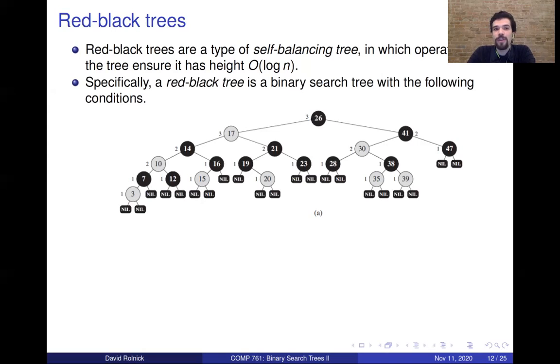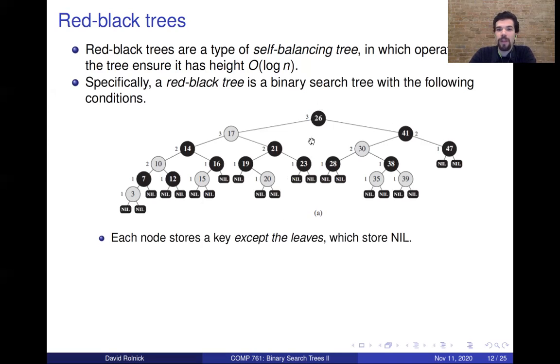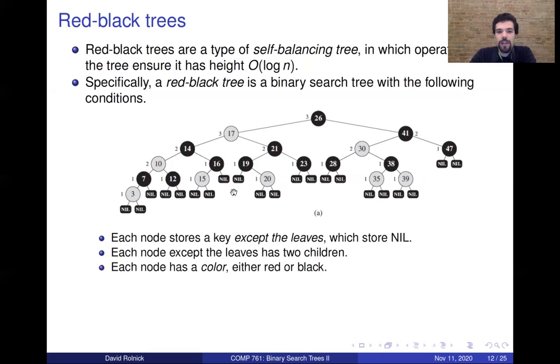Specifically, a red-black tree is a binary search tree with the following conditions. It is a binary search tree where every node except the leaves stores a key. The leaves are actually going to store nil. So here you can see all of these are nil. Some of these are colored black and some of them are colored gray, but I'm going to assume that they're red. Each node except the leaves has two children. And each node has a color, either red or black. So these are red, these are black. Pretend that this is red.